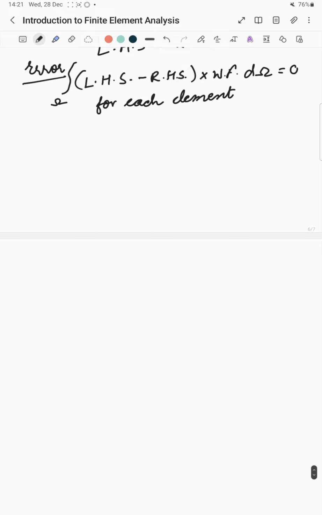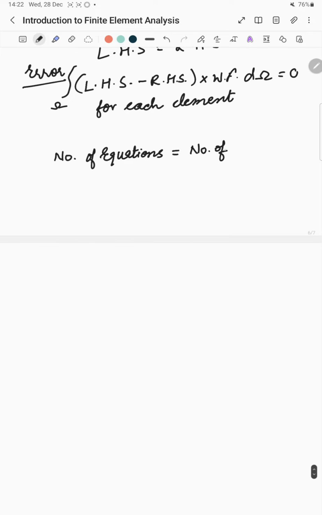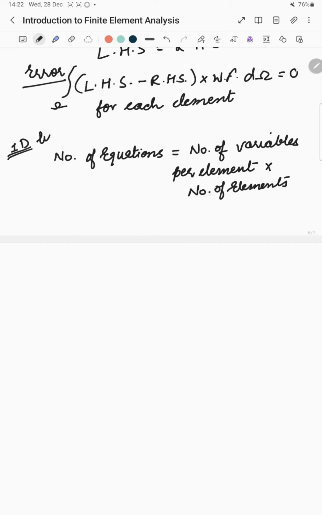Thus we will have the equations, and the number of equations would be equal to number of variables per element multiplied by number of elements, and this is valid for a one-dimensional linear element. Into number of nodes.